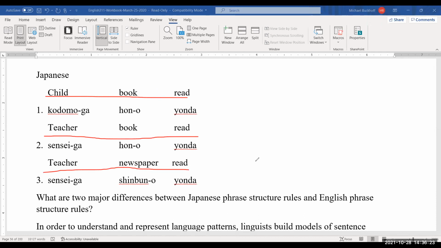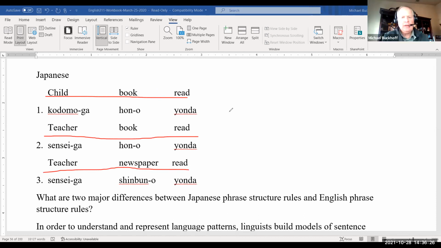Is it noun then verb? Good. So in this case, if we want to look at it like that, we can say that, and then English, we will have that right there. So we can say Japanese has subject, object, verb word order. English has subject, verb, object word order.